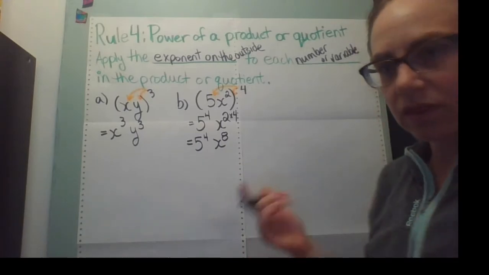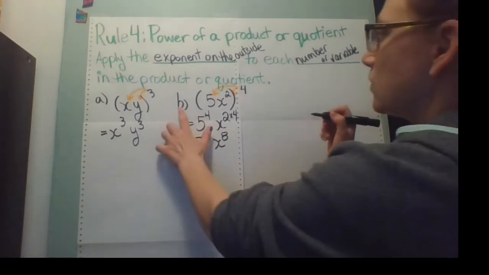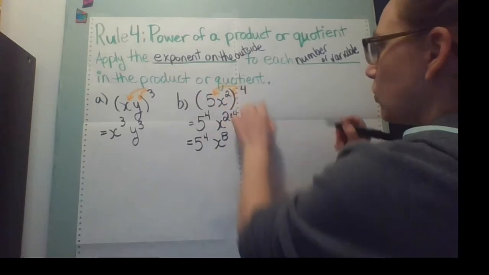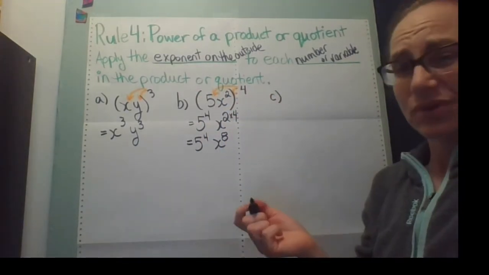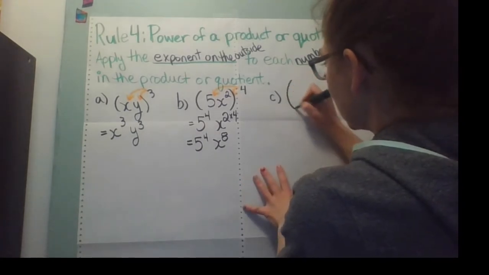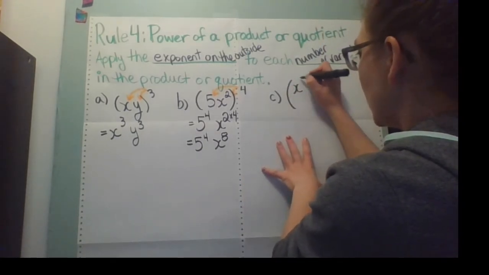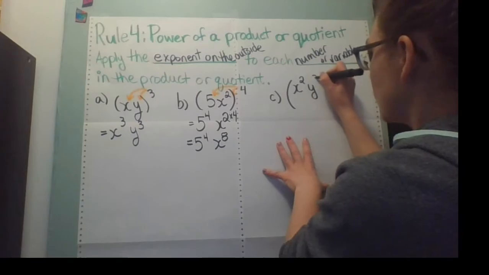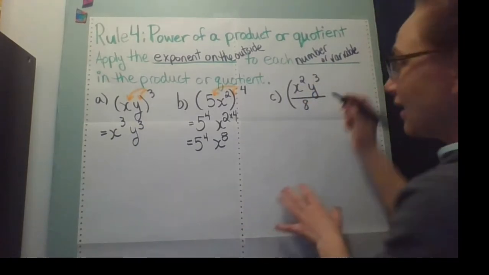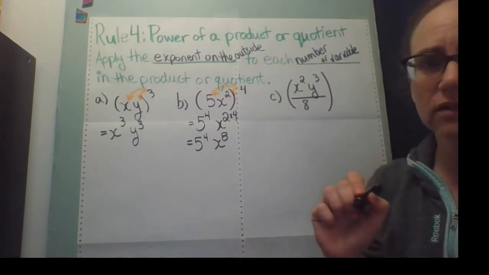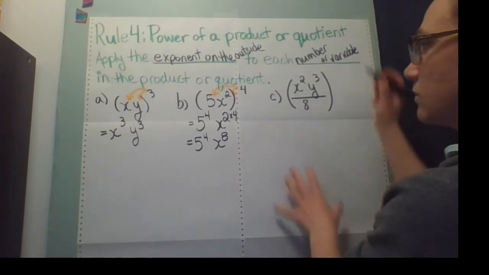Let's maybe try one with brackets. So these ones were products. Quotients, well, that just means you're dividing. And let's write it as a fraction. So let's say I've got x squared y cubed divided by, I don't know, 8. And let's put that all to the exponent 4.